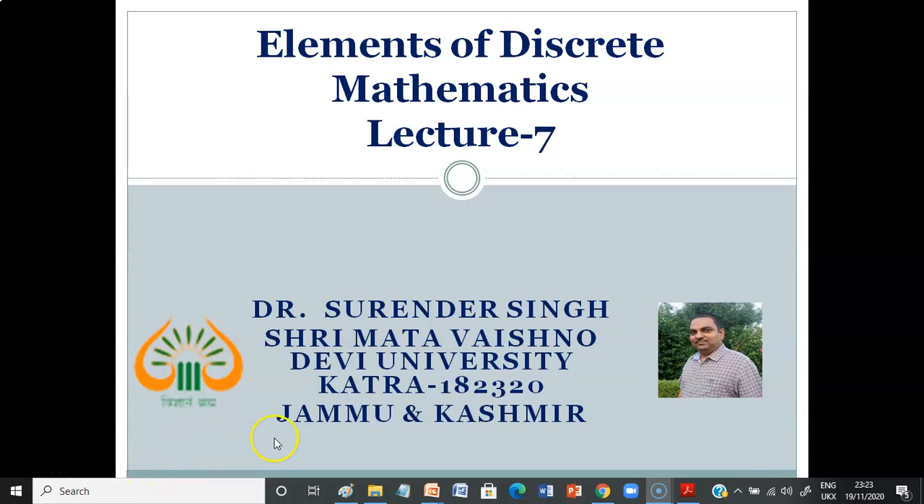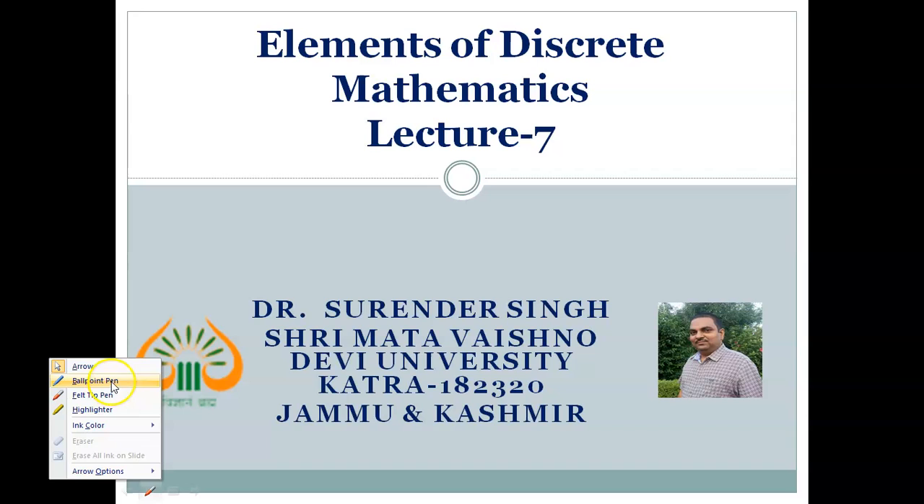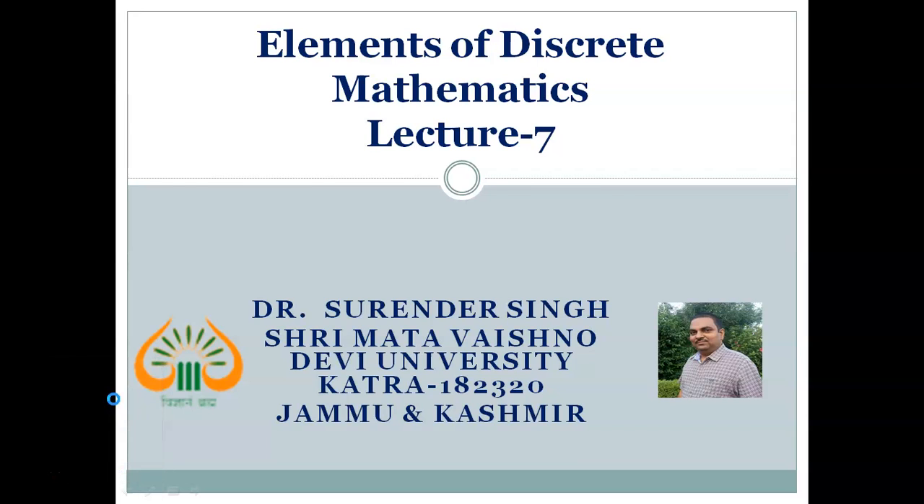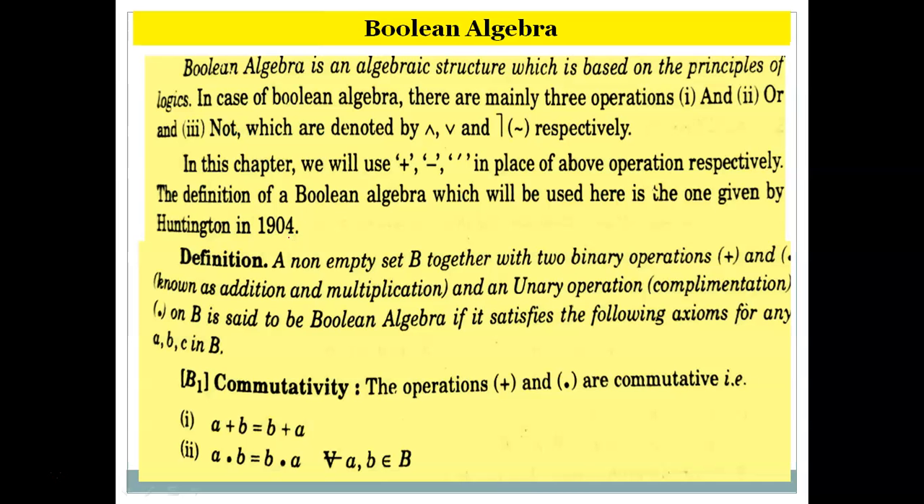Students, in lecture 7 of discrete mathematics, today we are going to discuss the concept of Boolean algebra. Then, after discussing the concept, we will give the formal or mathematical definition of Boolean algebra, and we'll discuss certain examples, then the properties of Boolean algebra, and some exercises for your practice.